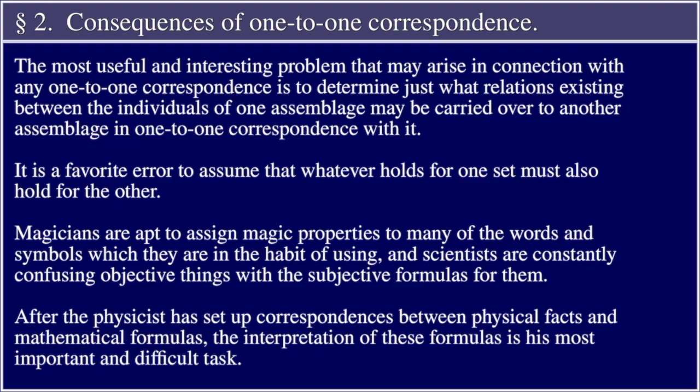Magicians are apt to assign magic properties to many of the words and symbols which they are in the habit of using, and scientists are constantly confusing objective things with the subjective formulas for them. After the physicist has set up correspondences between physical facts and mathematical formulas, the interpretation of these formulas is his most important and difficult task.